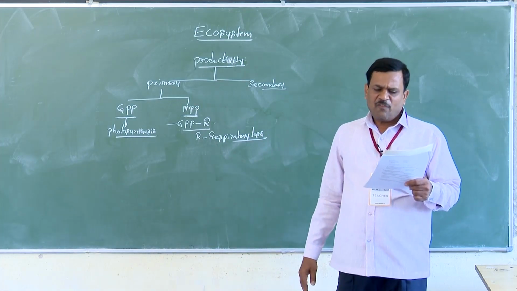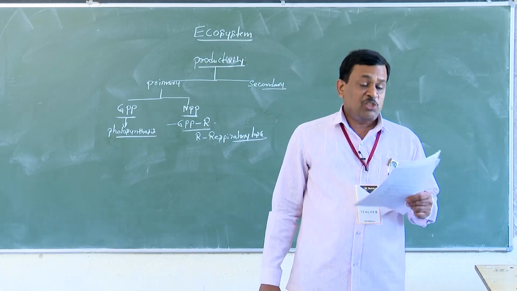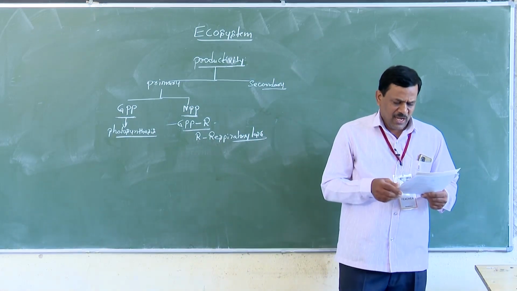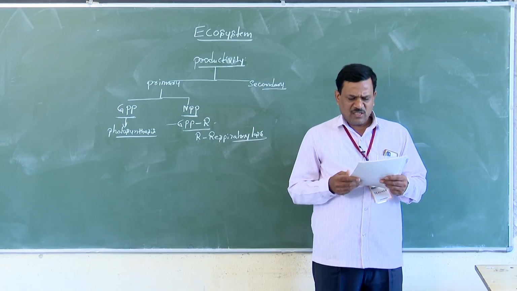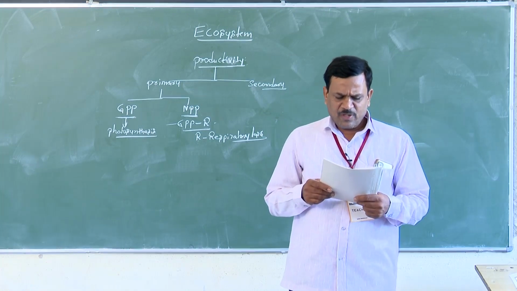Rate of assimilation and formation of new organic matter by consumers. Okay? Which is the correct answer, students? Gross primary productivity. All the answers are over.